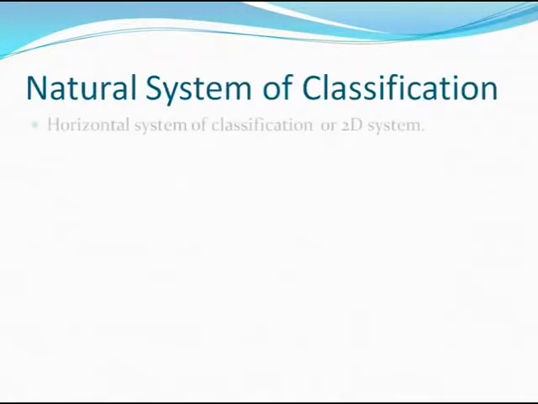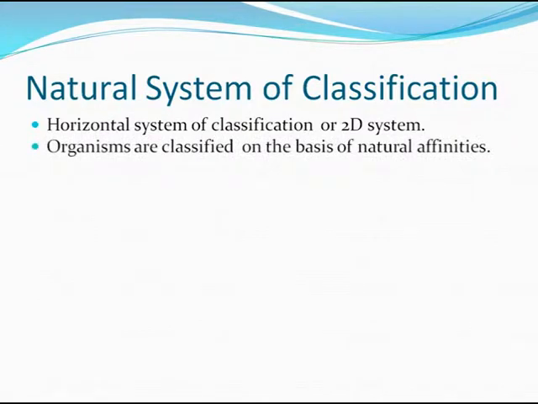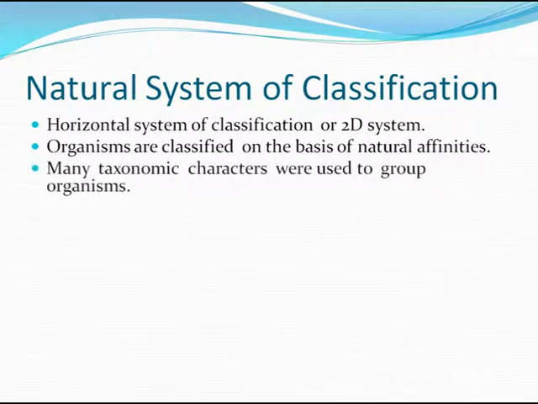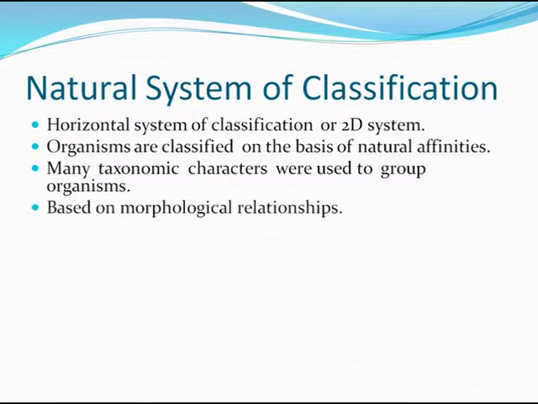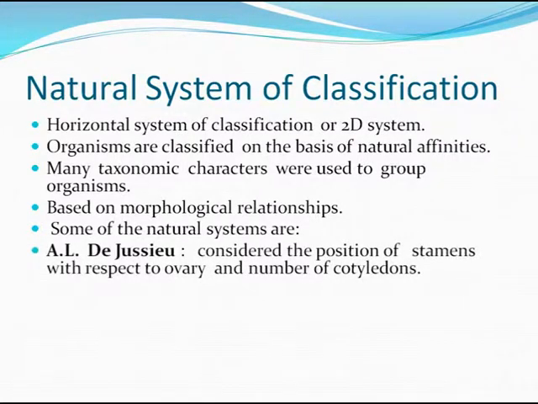Coming to the natural system of classification, it was the horizontal system of classification or the 2D system. The organisms have been classified on the basis of their natural affinities. Many taxonomic characters were used to group the organisms. They were based on the morphological relationships. Some of the natural systems put forward were by A.L. de Jussieu, who considered the position of stamens with respect to the ovary and the number of cotyledons.